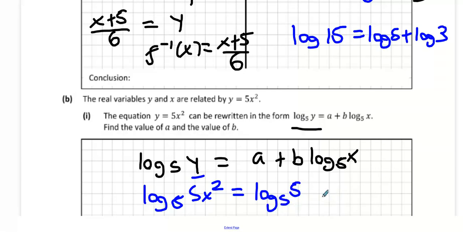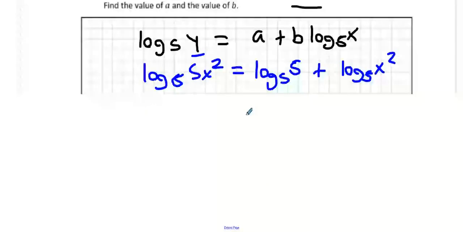5, 5, and log, just x squared, isn't it? X squared base 5. Go with that? What is log 5 base 5? Excellent. I think we got our a value. Our a value is 1.